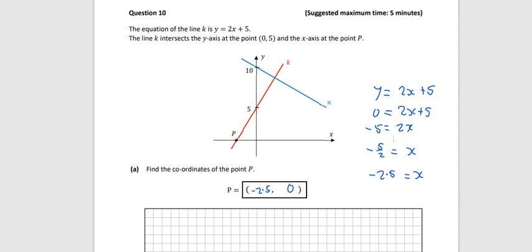We know already in any line y equals mx plus c, the m is the slope, so the thing that's in front of the x. The line k here is the line y equals 2x plus 5. So here the slope has to be 2. So the slope of the line k is 2. To get the slope of the line n, I'm just going to take the 2, which is 2 over 1, and I'm going to flip it upside down and change the sign, and that gives me minus 1 over 2.